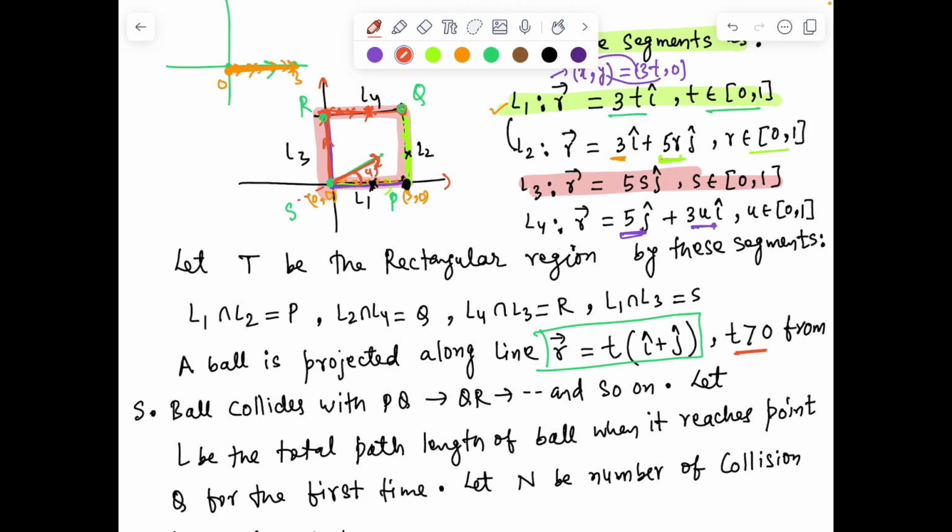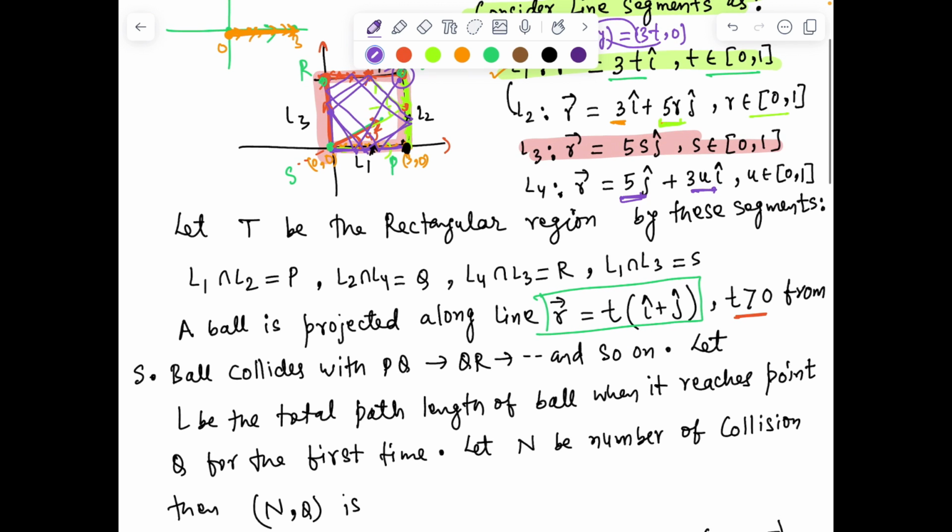Okay. Now next, the ball collides with PQ, QR and so on. So of course the first collision that the ball will witness will be with this wall PQ, it means with that line segment L2. Again, after reflection, the ball will collide with RQ following the law of reflection, angle of incidence equals angle of reflection. Then again it will collide with RS, and this will keep on happening until the ball probably goes to Q, and that's exactly the question. So the ball collides with PQ and so on.